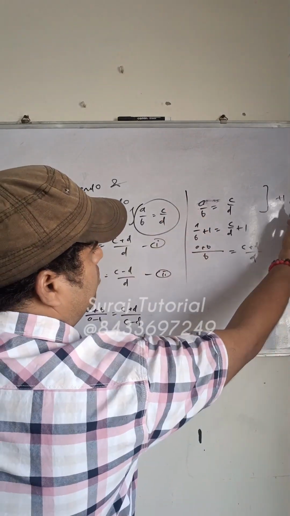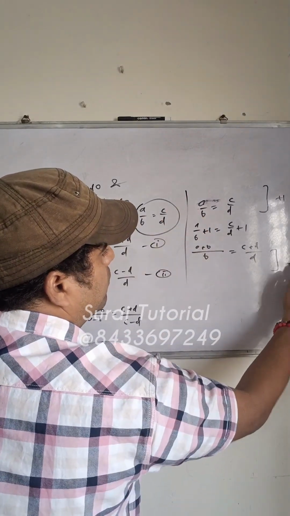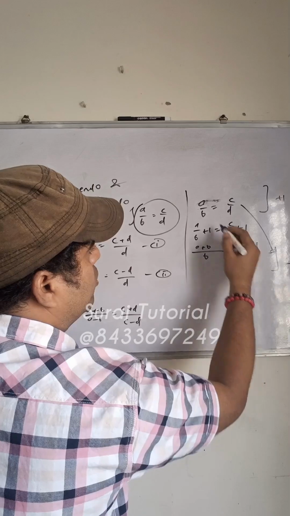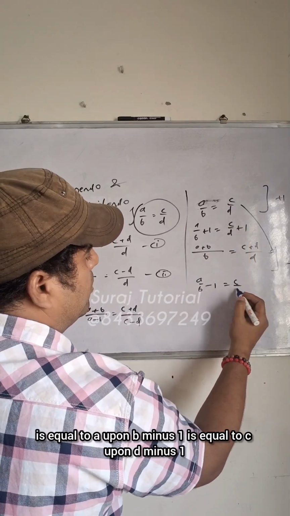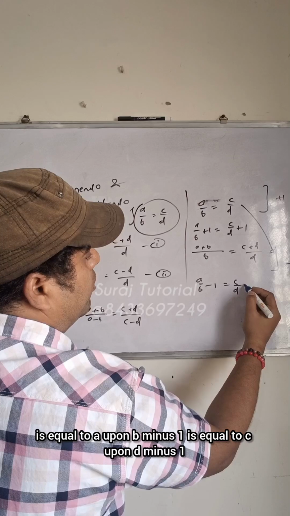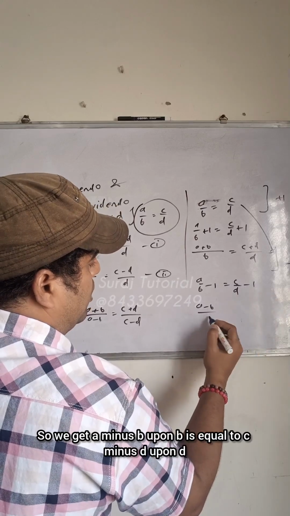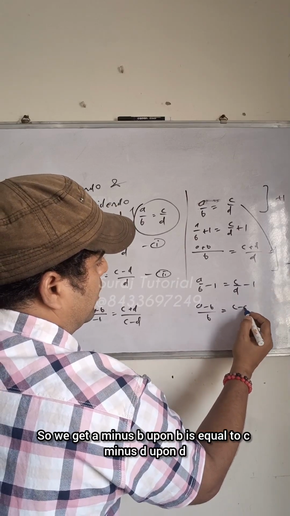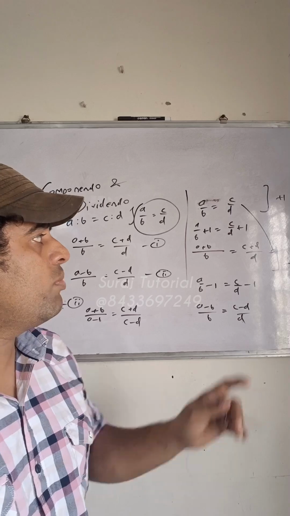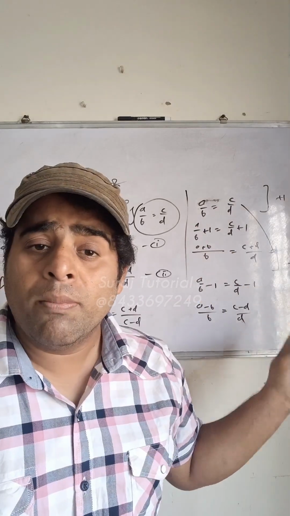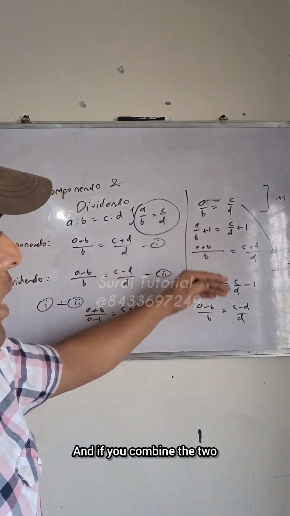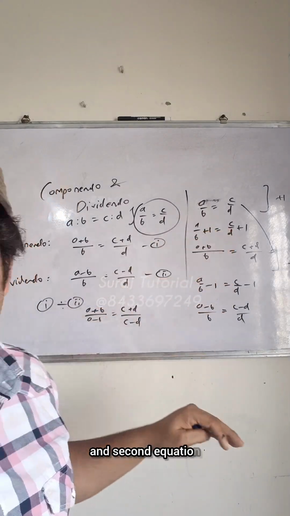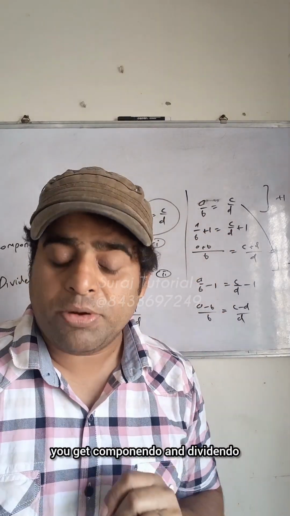And if you subtract, you will get dividendo. Look here, if you subtract 1 in this, then you will get what? A upon B minus 1 is equal to C upon D minus 1. So we get (A minus B) upon B is equal to (C minus D) upon D. So by adding 1 we get the componendo rule, by subtracting 1 we get the dividendo rule. And if you combine the two, dividing the first equation by the second equation, you get componendo and dividendo.